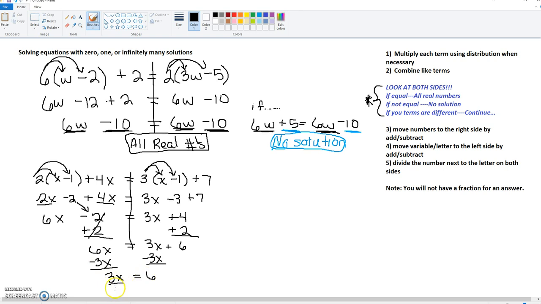And our last step, of course, is to divide. I ran out of room. 6 divided by 3 is x equals 2. That's an awful looking 2. Let's fix that real quick. Ta-da! So in this case, we actually do have a solution. And so you'll select the solution option, and you'll type your answer in the box.